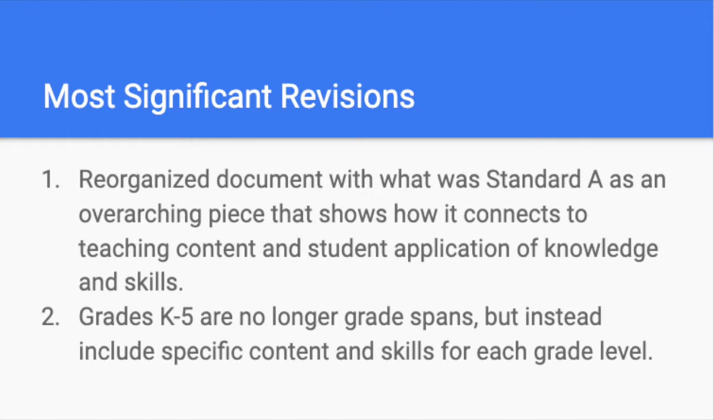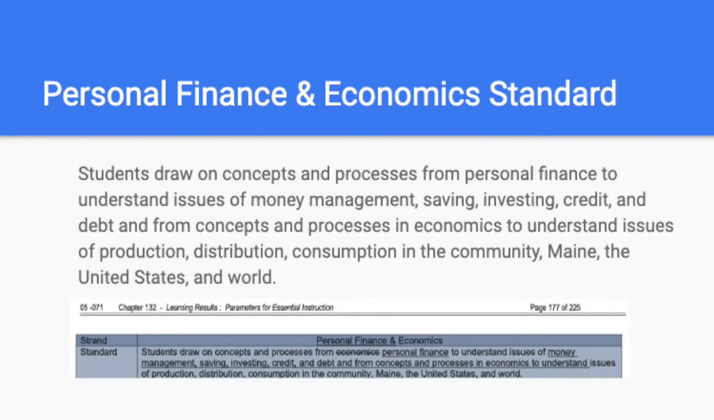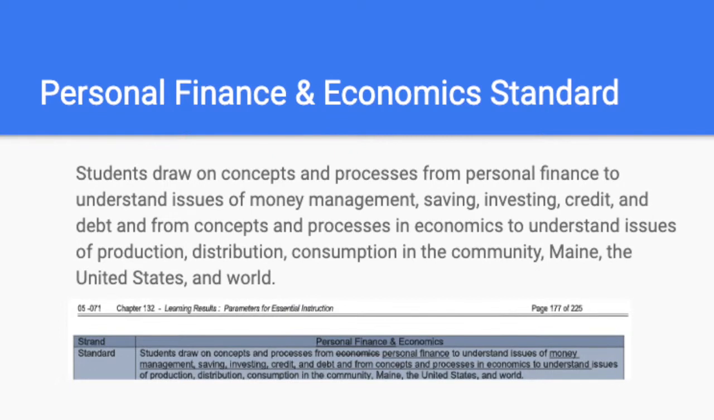In general, the two most significant changes are shown in this slide. You can see, one, that the document has been reorganized with Standard A, the old application standard, now becoming an overarching piece that shows how it connects to teaching the content and the student application of knowledge and skills. And secondly, grades K through 5 are no longer spans, but instead include specific content and skills for each grade level.